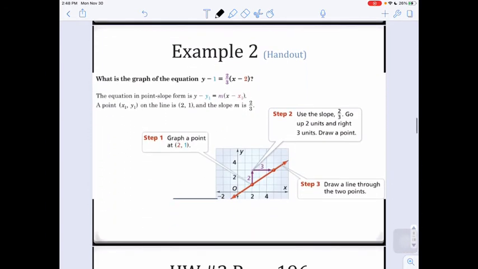This next slide has all that work written out with the explanations of the steps. So graph your point, use the slope, draw your line.